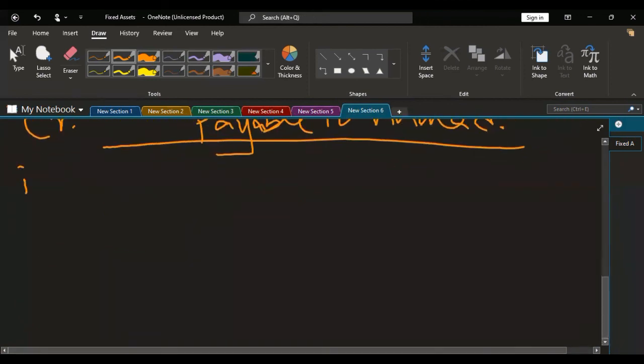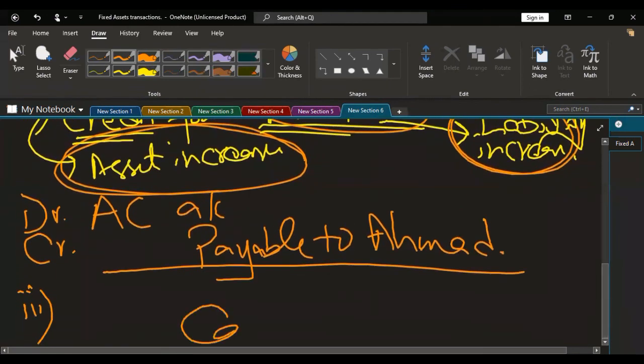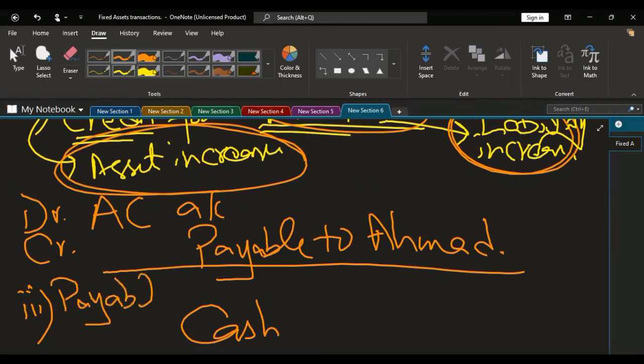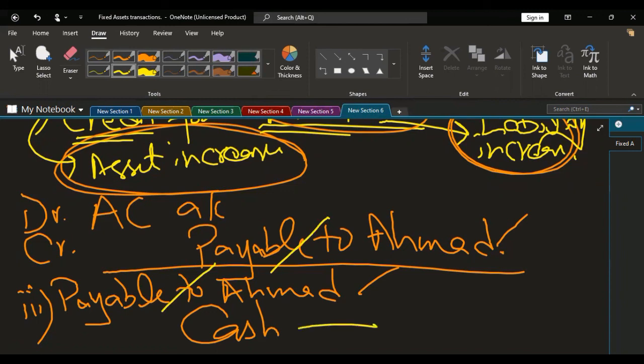And when we pay this sum to Mr. Ahmed, then the cash will decrease as it is paid to Mr. Ahmed, and the liability to pay to Mr. Ahmed decreases. So the entry will be payable to Ahmed debit, that was previously created by crediting. Now we are discharged from our liability, therefore we are debiting, so that both items cancel each other. And the cash that is given to the vendor will also decrease.